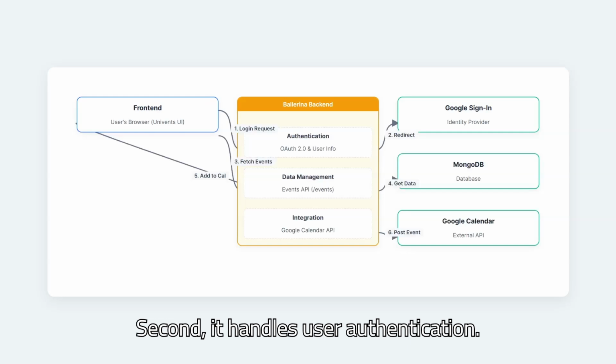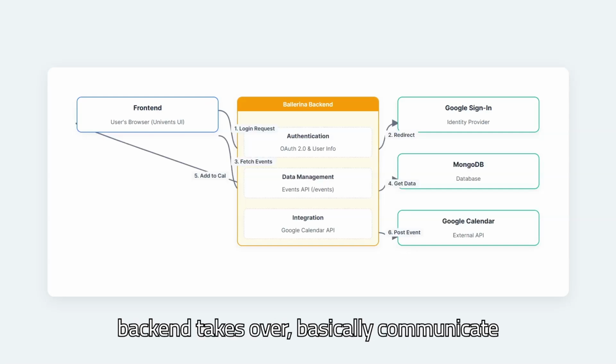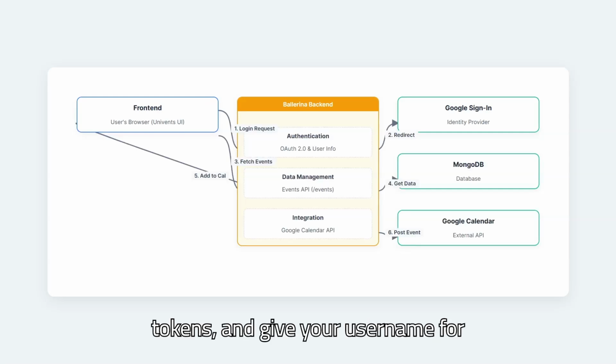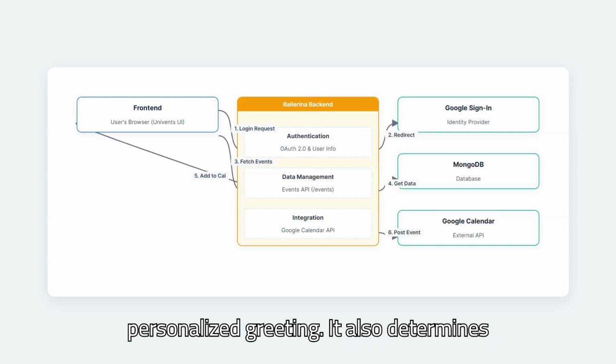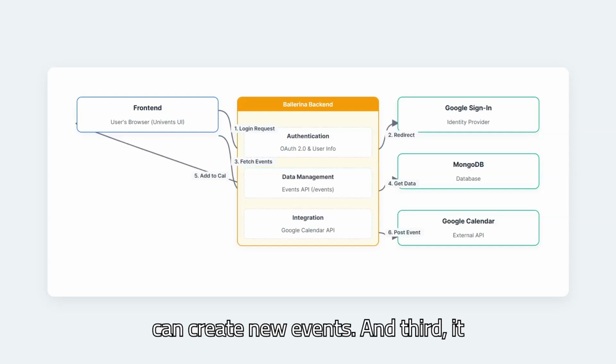Second, it handles user authentication. When you click Sign in with Google, our backend takes over, basically communicates with Google using OAuth 2.0, manages the tokens, and gets your username for personalized greeting. It also determines if a user is an admin, which controls who can create new events.